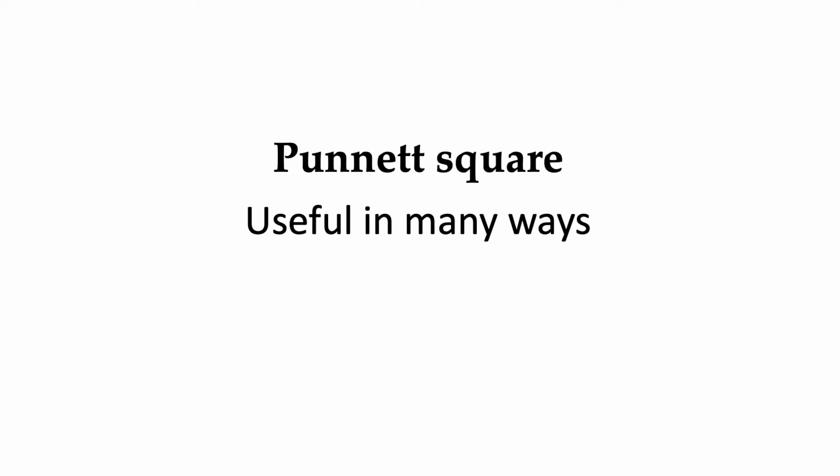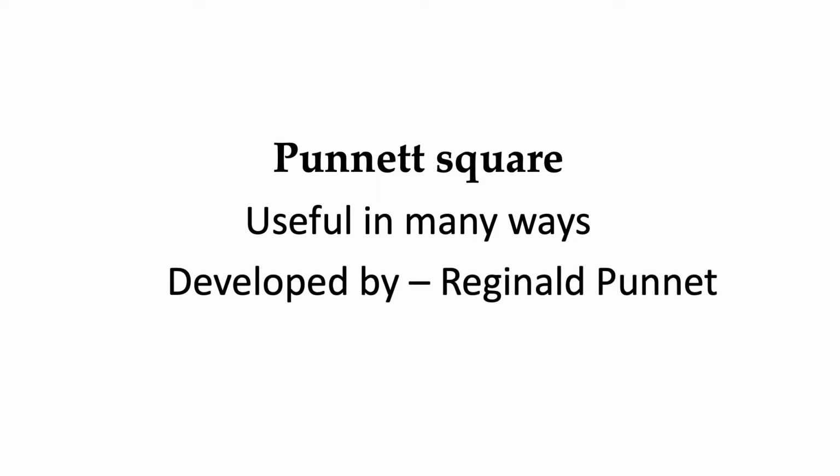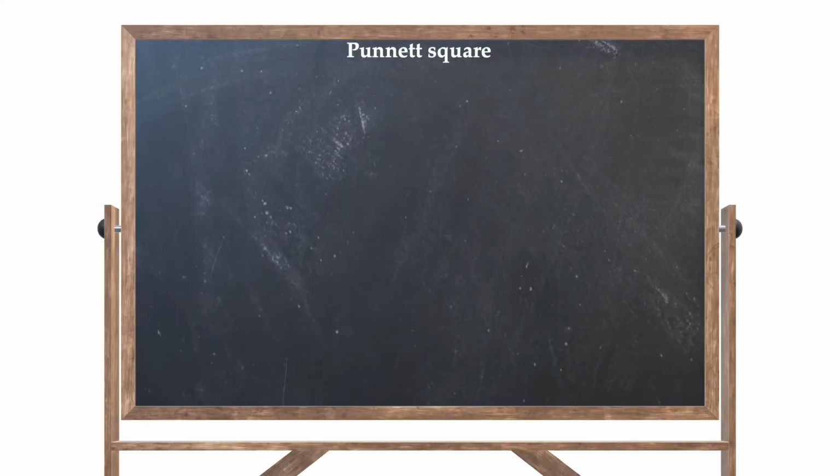This method is named a Punnett square. Well, this method is quite useful in many ways, and it was developed by a British geneticist named Reginald Punnett. Hence, it is most commonly known as the Punnett square. So now let's consider the technique step by step.